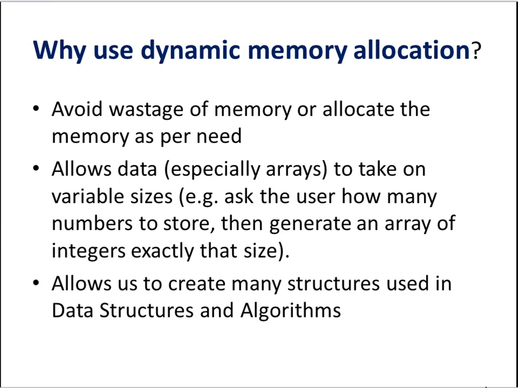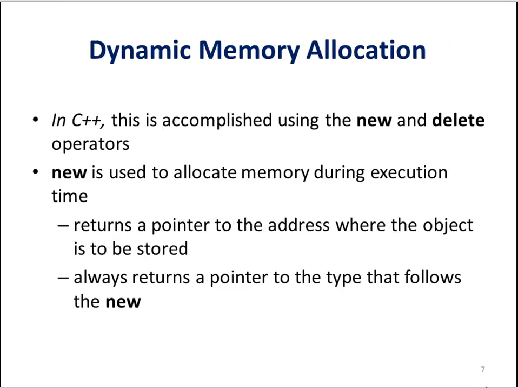Why use dynamic memory allocation? To avoid wastage of memory, or to allocate the memory as per need while the program is executed. It allows data, especially arrays, to take on variable size. Ask the user how many elements they want to store and generate an array of that size. It also allows us to create or implement many structures used in data structures and algorithms.